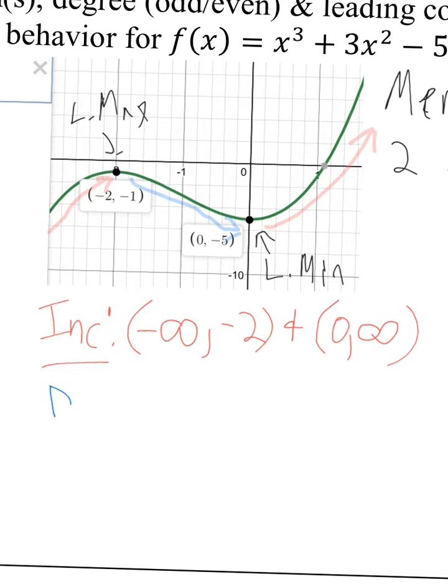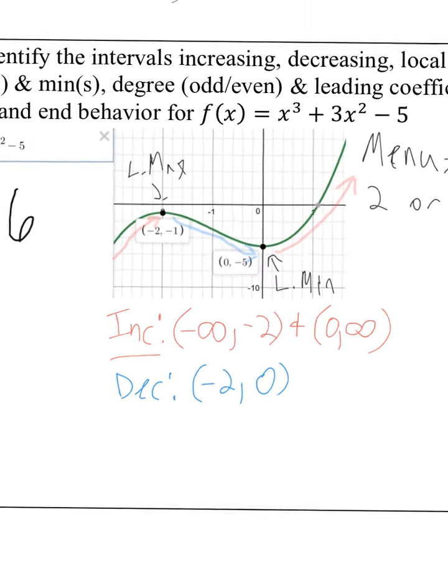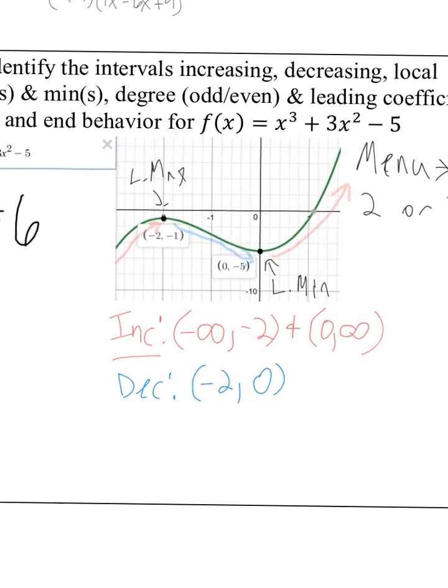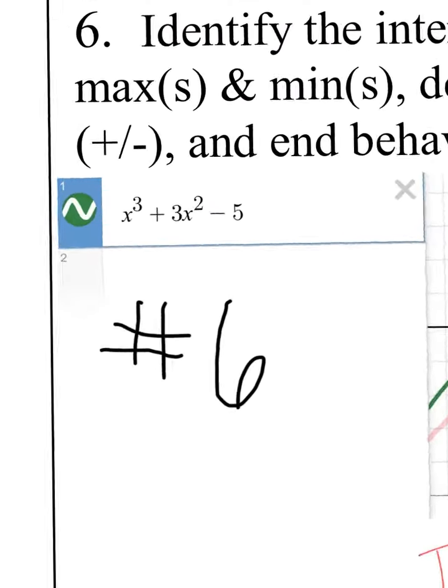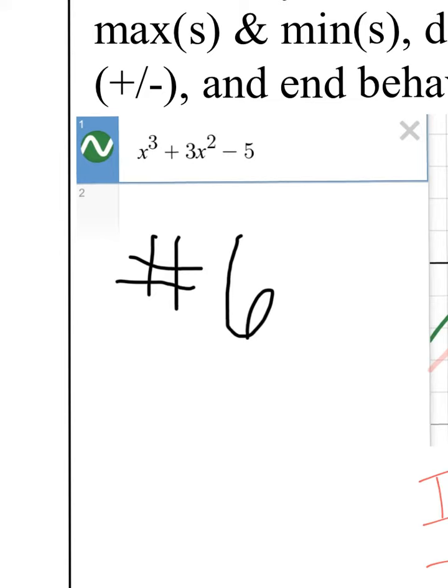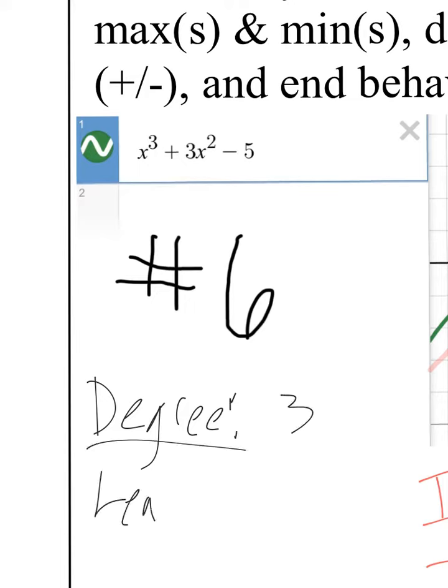My decreasing interval, well, it turned and went down from -2, and then it turned again at 0. And that's my decreasing interval. Okay, so looking at this, if I give you the function, you should be able to determine definitely what the degree is and what the leading coefficient is. So the degree here, well, that's just the highest power. So the degree is 3. And the leading coefficient, that's the number in front of x to the third. There is no number in front of it, so we know it's 1.